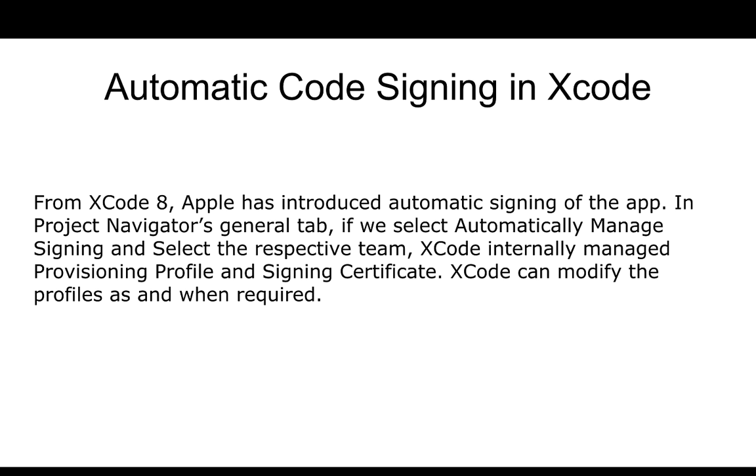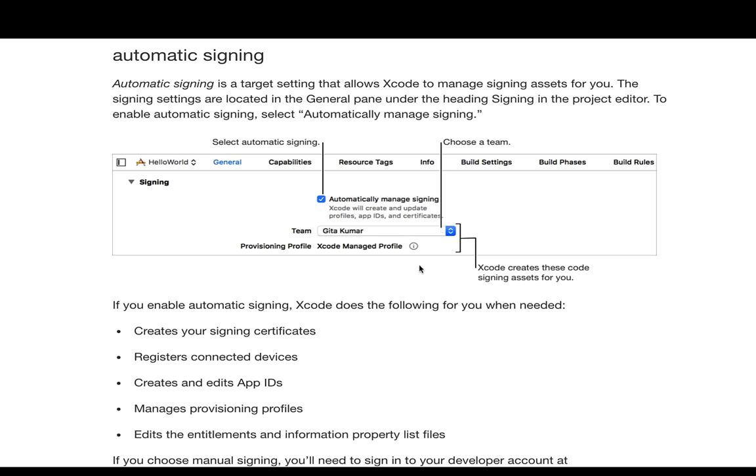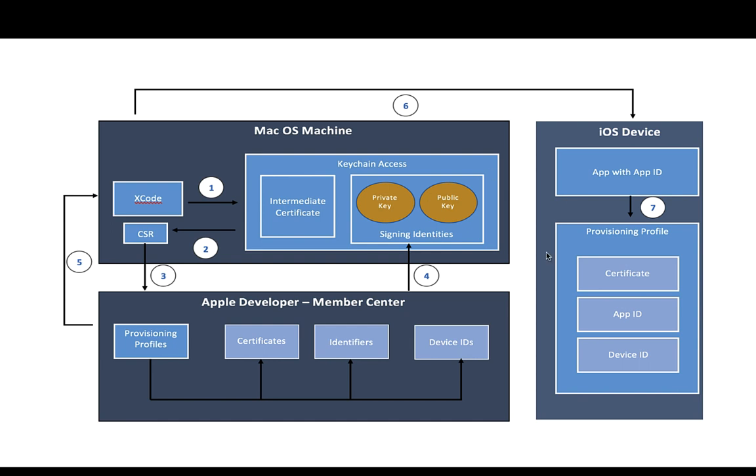And yeah, you need to select from here. If you enable automatic signing, Xcode does the following things for you: it creates your signing certificate, registers connected devices, creates and edits app IDs, manages provisioning profiles, edits the entitlement and information property list, etc. And if you choose manual signing, then you will need to sign into your developer account manually and do all the setup. So hopefully this diagram is now a little bit more clear.